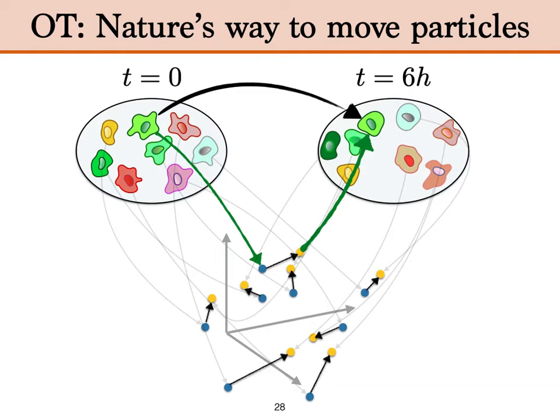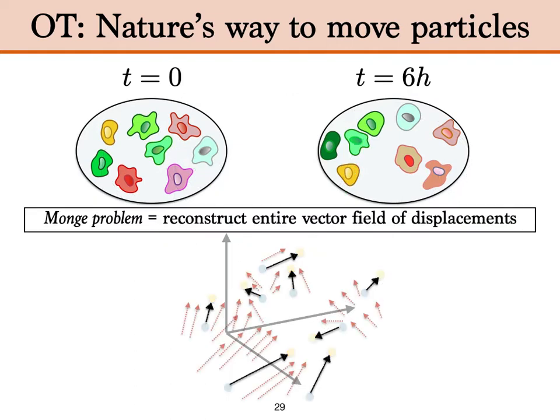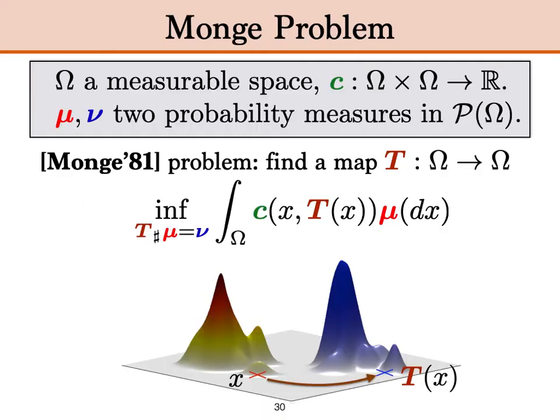What the Kantorovich problem allows you to do is exactly assign this to that. What the Monge problem does is slightly more complicated and more challenging. It tries to estimate an entire vector field of displacements. So this is why, again, Kantorovich is usually easier to solve. Monge is maybe a bit the next step. So let's go a bit into mathematics and describe this more precisely.